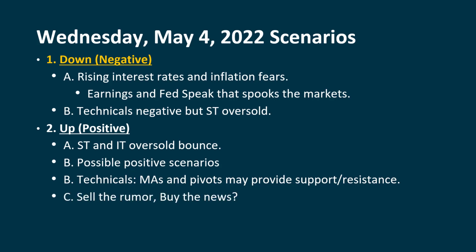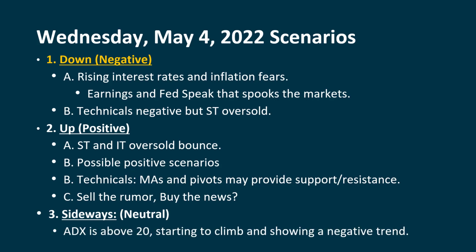Then the sell the rumor, buy the news. I actually heard somebody talking about this after I brought this up in yesterday's video. The markets have been going down ahead of the FOMC meeting. Once the announcement is made, perhaps we're going to sell the rumor and then buy the news when it actually breaks. That could potentially push prices higher. Sideways, we're above 20 right now, so we're not in a sideways trend currently.